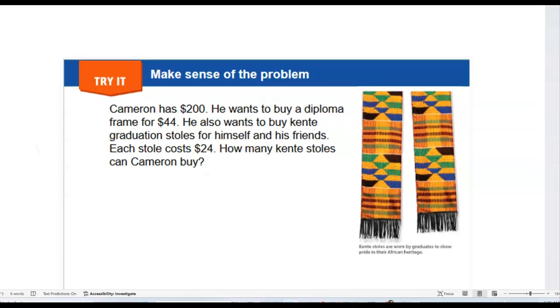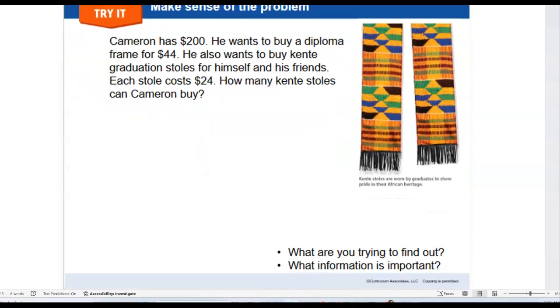Other CGMS students are on page 393. So Cameron has $200. He wants to buy a diploma frame for $44. He also wants to buy Kente graduation stoles for himself and his friends. Each stole costs $24. How many Kente stoles can Cameron buy?